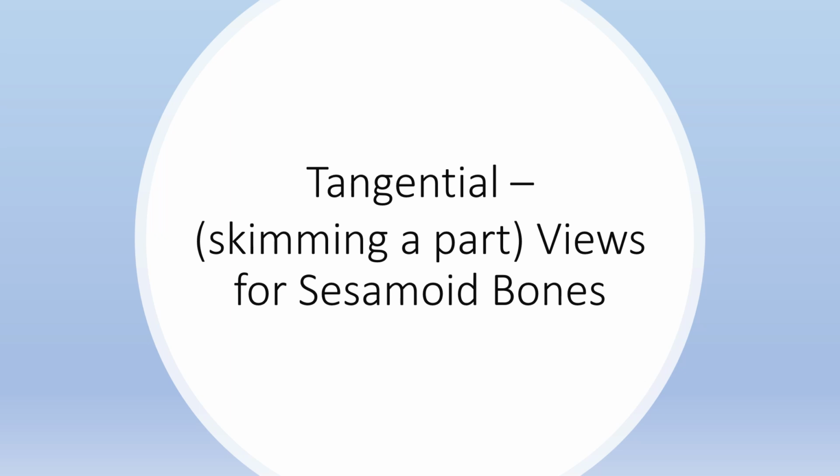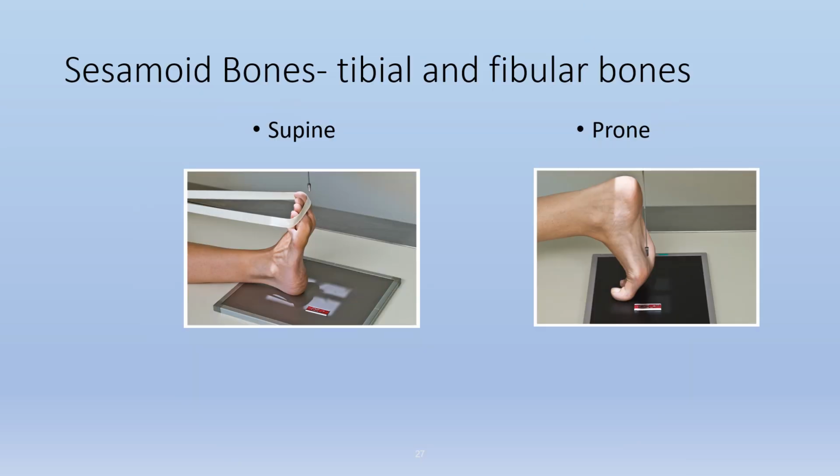All right, the tangential views. Remember, tangential means skimming a part. So the sesamoid bones, I said, could be fractured. In order to view those, we do what's called a tangential projection, and that is on page 231. Remember, the sesamoid bones have names now in the foot. They are the tibial and fibular sesamoid bones.